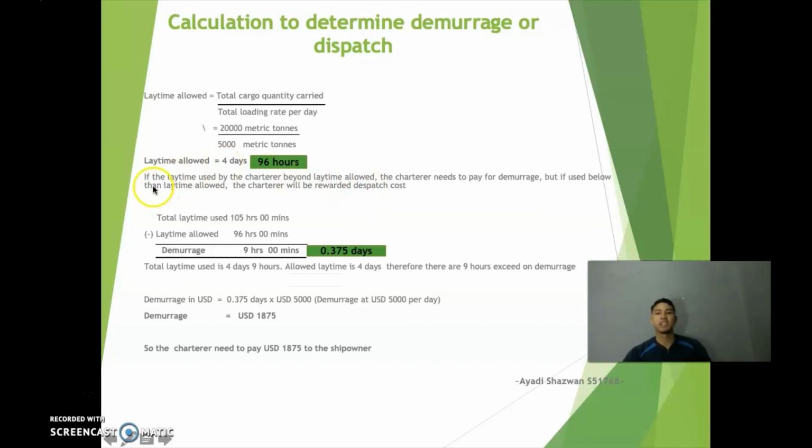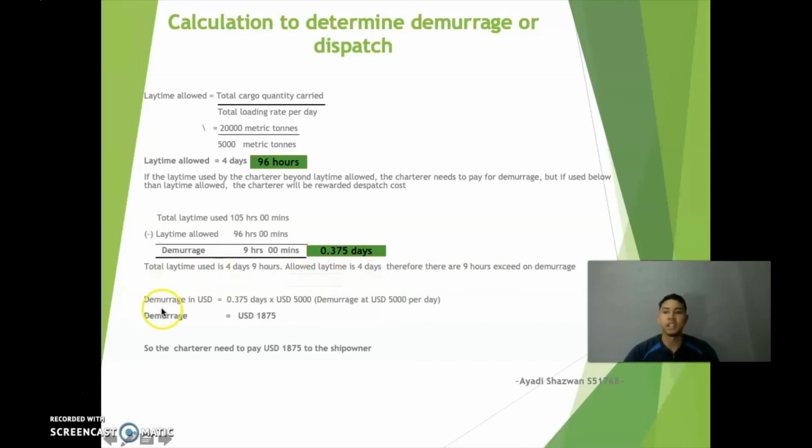Next, we must have laytime used. Laytime used we got from my other group members from the previous slide, which is 105 hours. So total laytime used 105 hours minus laytime allowed 96 hours, we got 9 hours exceeding, which is 0.375 days. Total laytime used is 4 days 9 hours. Allowed laytime is 4 days. Therefore, there are 9 hours of demurrage.